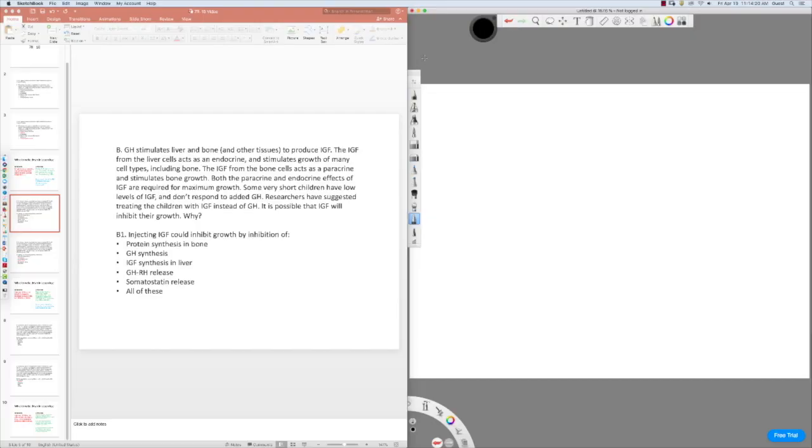Here we go. For this one, because it's so long, I'm going to try to draw out what I know as we go through the problem sentence by sentence, rather than draw the diagram or write down whatever I need all at the end. So growth hormone stimulates liver and bone and other tissue to produce IGF. So we can write that down like this. So growth hormone stimulates liver and bone. And they go on to make IGF each.